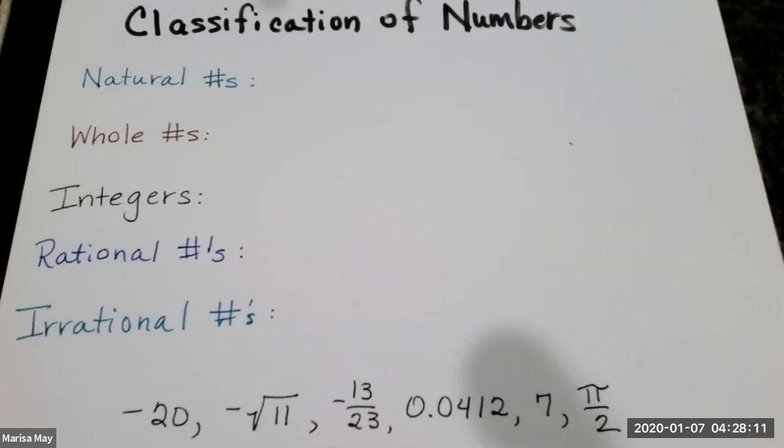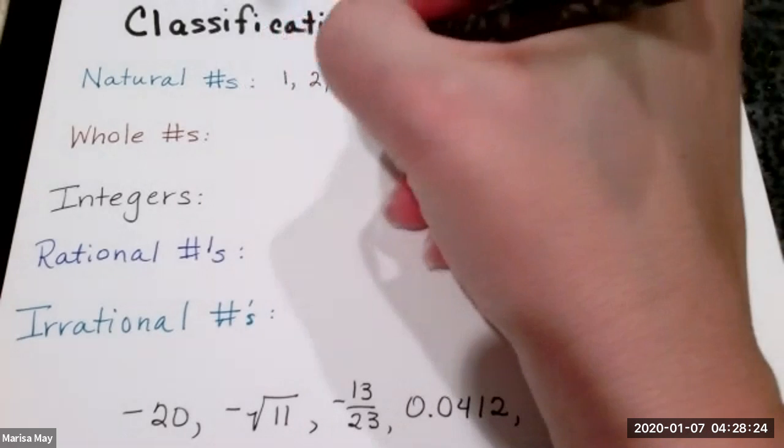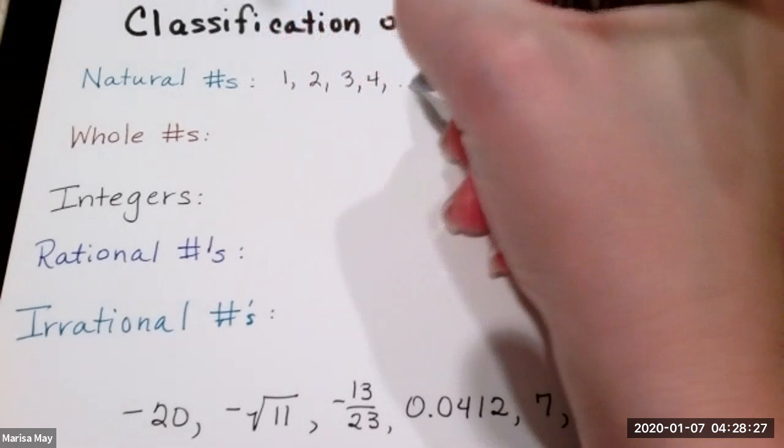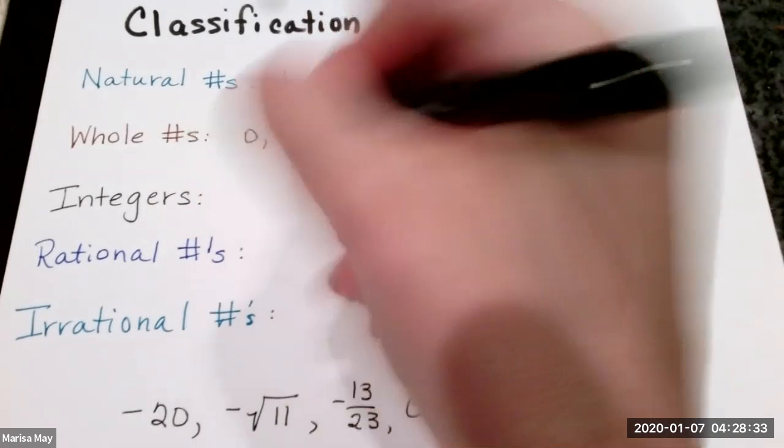Let's talk a little bit about the classifications of numbers. So we have natural numbers, and I like to think of these as the numbers we teach little kids when they start counting. So this would be your 1, 2, 3, 4, just like if you were teaching a toddler to count. The whole numbers then adds a 0 to that set.